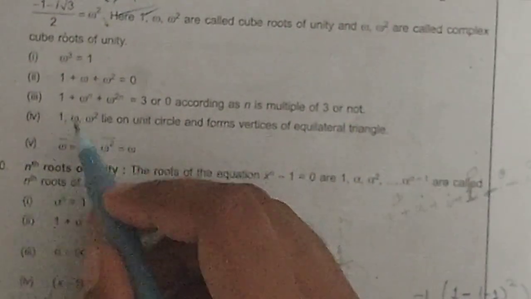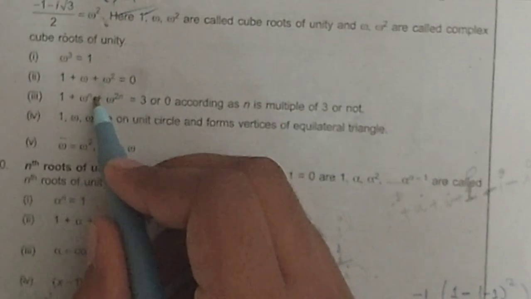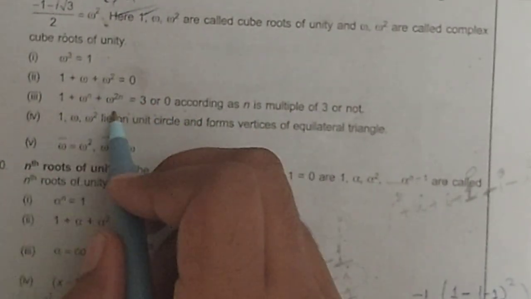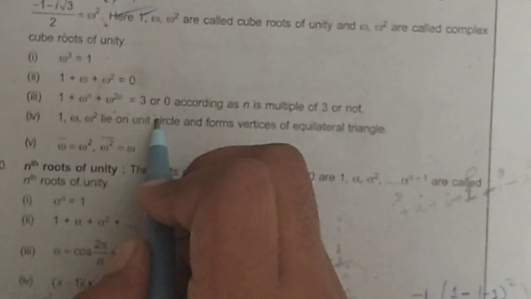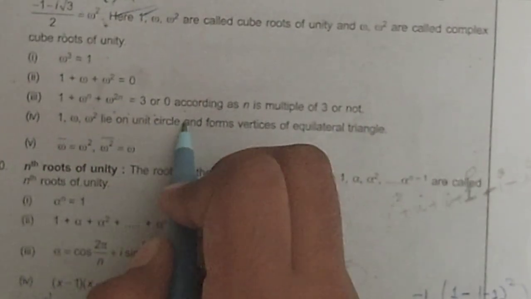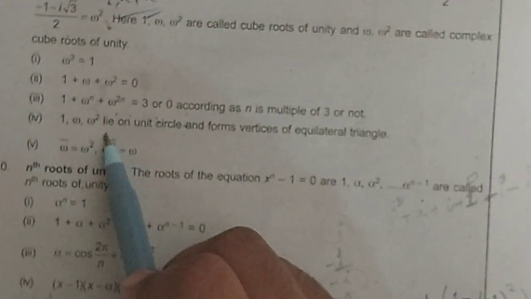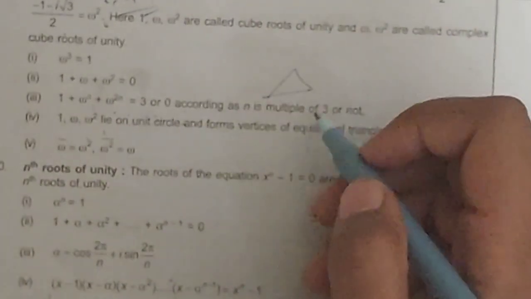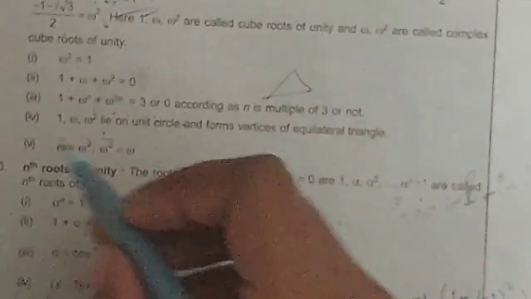Then 1 plus omega plus omega square is equal to 0. This is one more property. If it is 1 plus omega to the power n plus omega to the power 2n, it becomes 3 or 0. It depends on n. If n is a multiple of 3, then it will be 3, and if it is not, it will be 0. 1, omega, omega square, you can represent these as the vertices of an equilateral triangle, using these three.